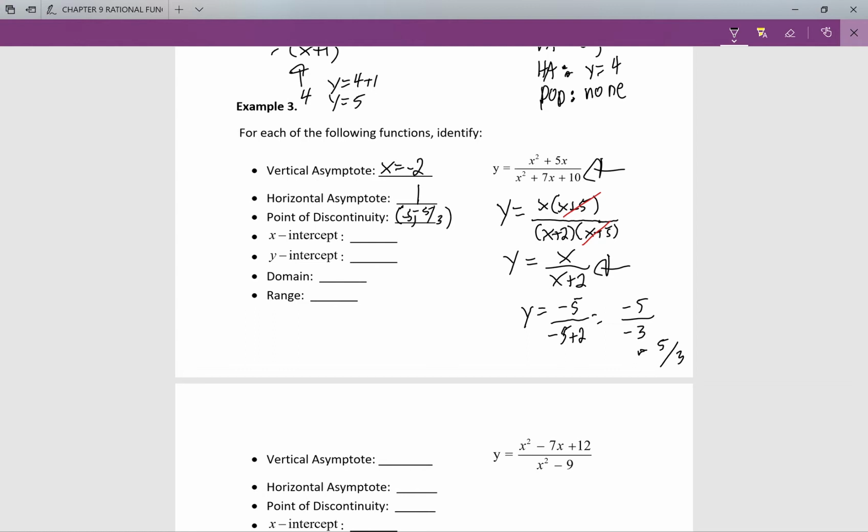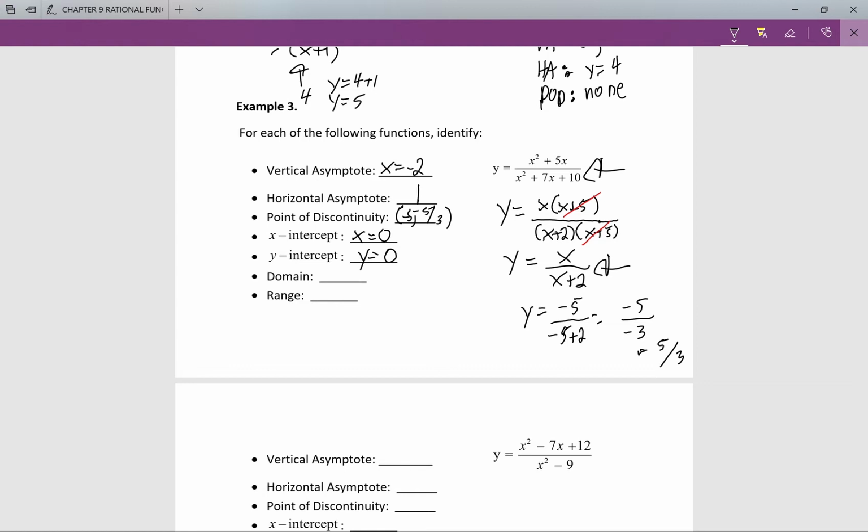My x-intercept occurs when the top equals 0 after I do the cancellation, so my x-intercept is just going to be when x equals 0. My y-intercept occurs when I substitute 0 in for x, and we can see, since we have the x on the top, that my y-intercept is going to occur at y equals 0.